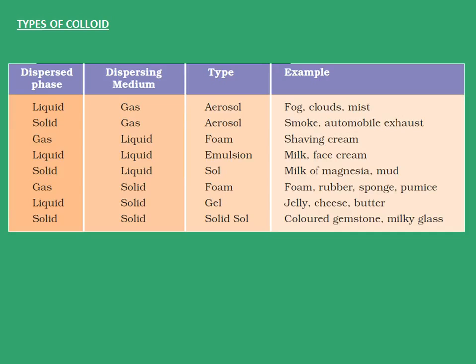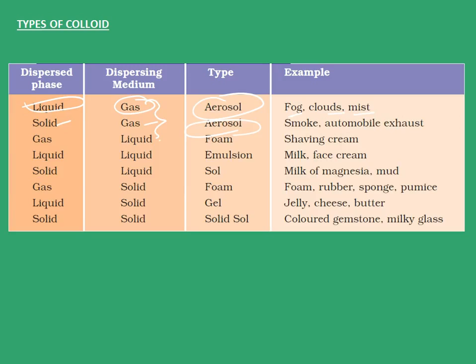Let's see some of the types of colloid. In case of the dispersed phase to be liquid and dispersing medium to be the gas, it is known as aerosol. For example, fog, clouds, and mist. When dispersed phase is solid and dispersion medium is gas, it is again aerosol. So basically, when the dispersing medium is gas, it is known as aerosol.